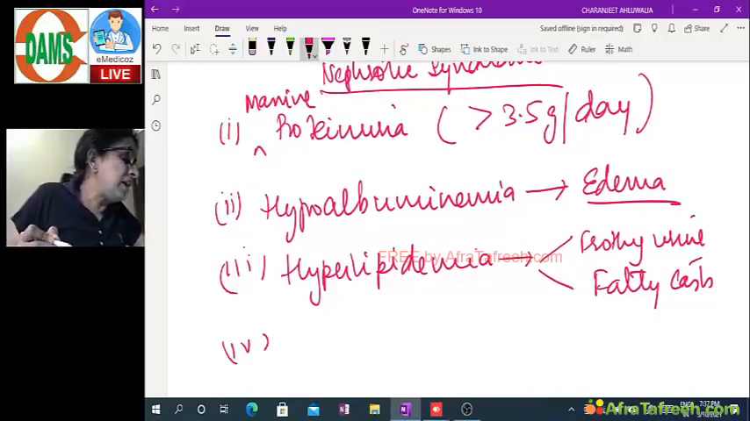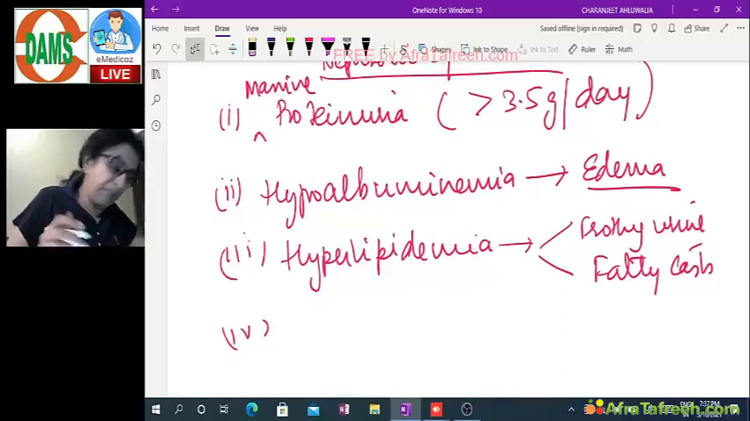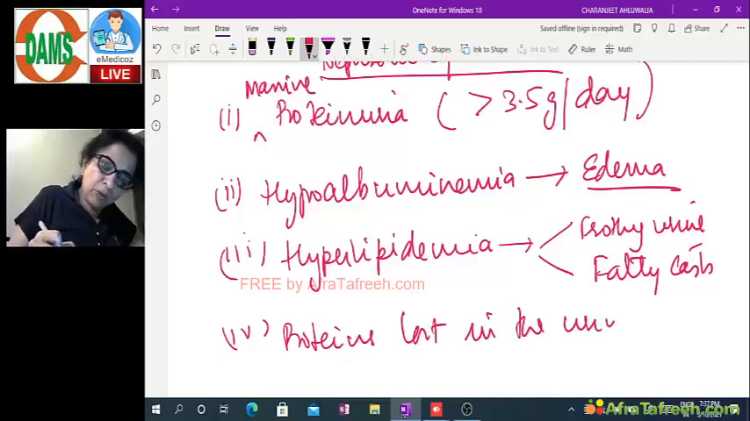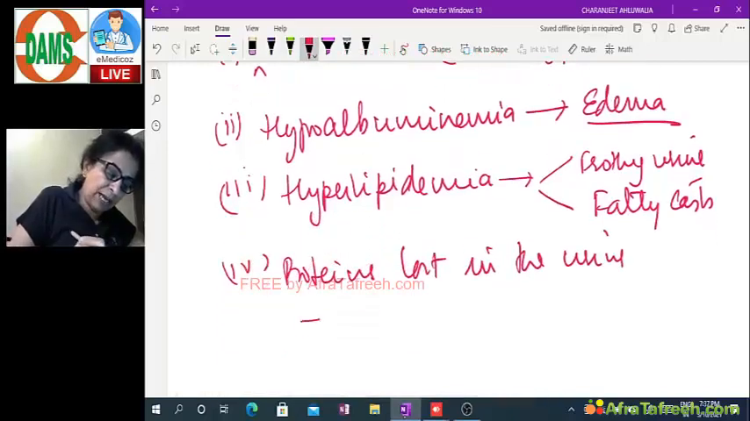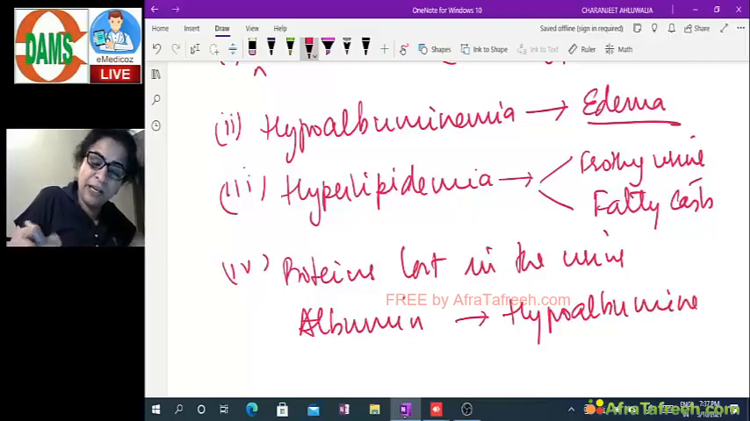Fourth, a number of proteins are lost in the urine. Which is the most common protein lost in the urine? Albumin. So there is proteinuria with loss of albumin. In addition to albumin, antithrombin 3. The proteins lost in the urine are, number 1, albumin, low molecular weight albumin. This leads to hypoalbuminemia and edema, which I have already written.